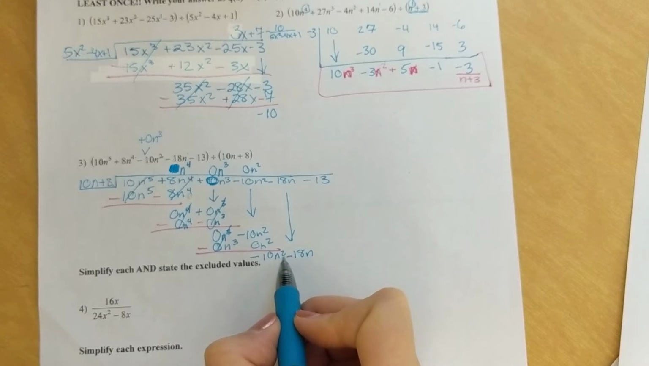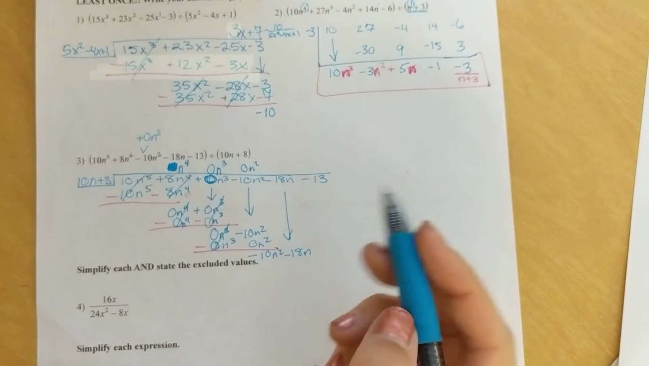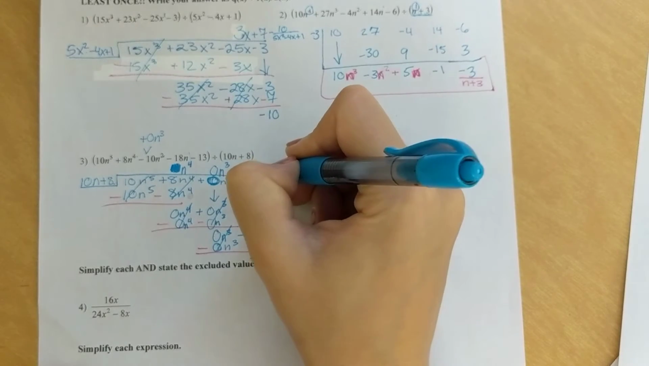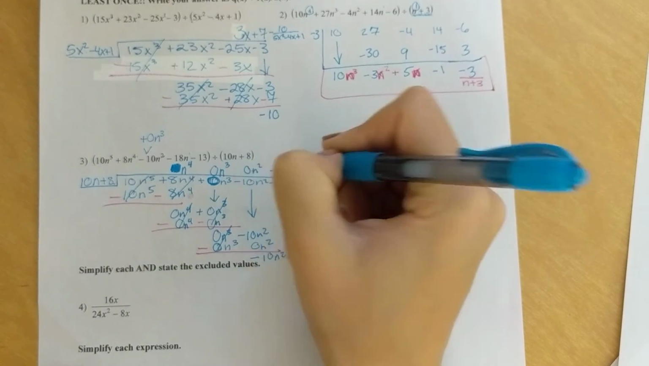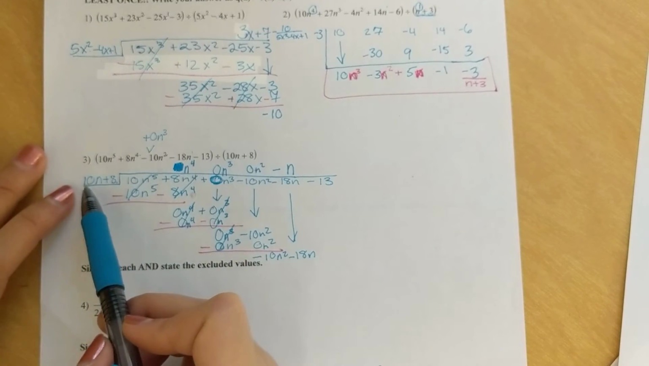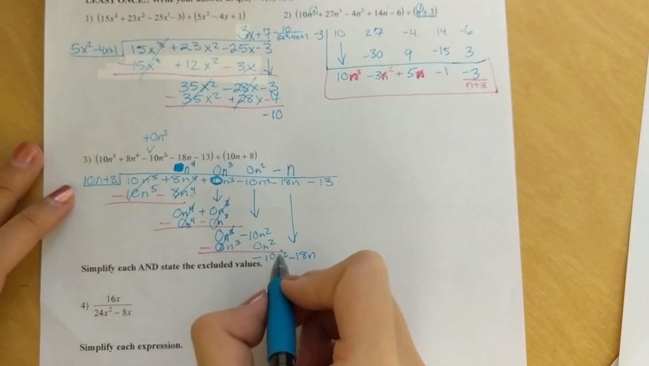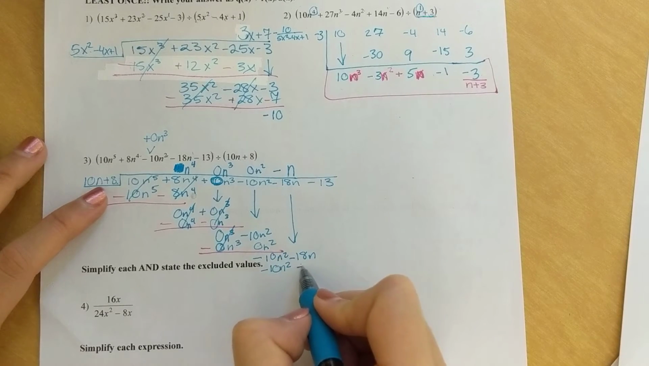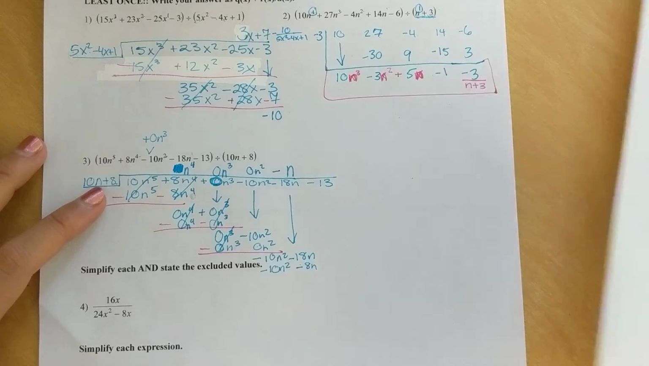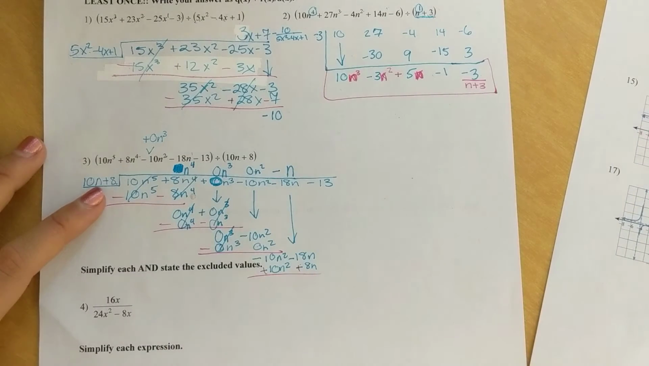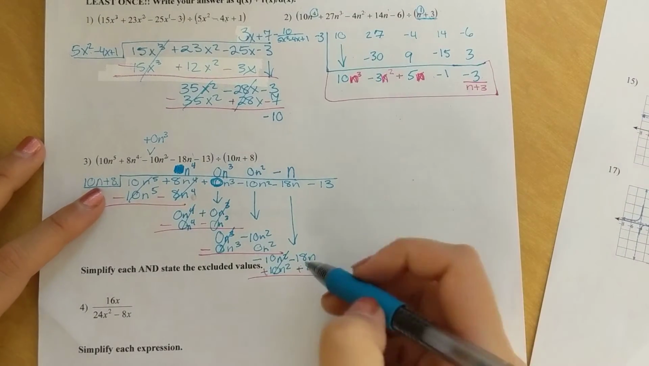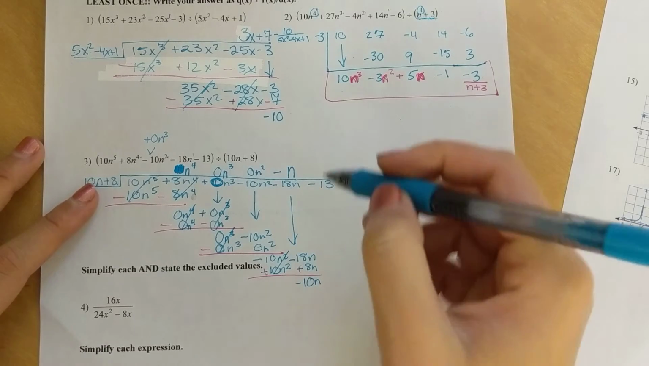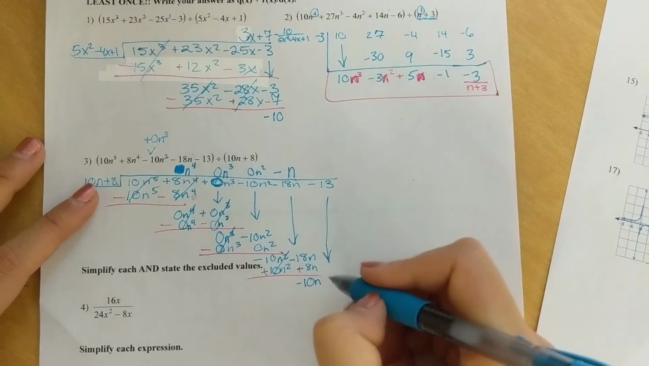Negative 10n squared divided by 10n would be negative n. Negative 1n. So now we multiply 10n times negative n is negative 10n squared. 8 times negative n is negative 8n. Draw your line and change your signs so you can add. Negative 10n squared plus 10n squared is 0. Negative 18n plus 8n is negative 10n. Drop the negative 13.